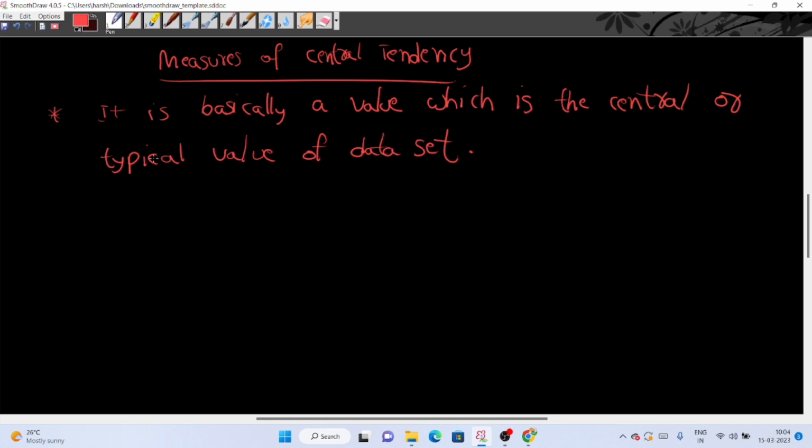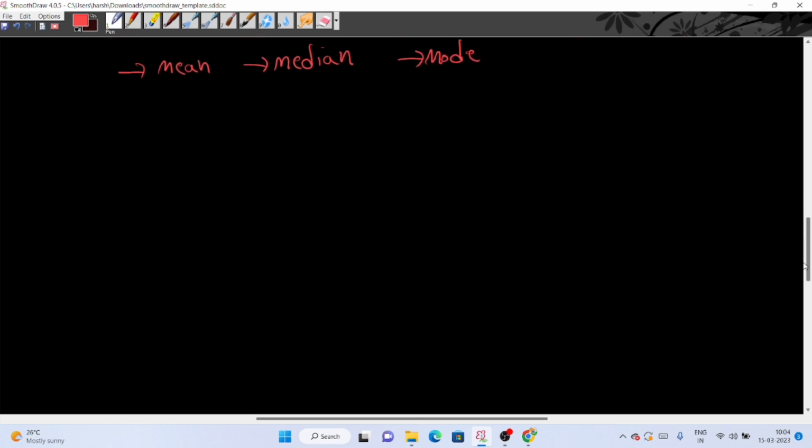First one is mean, and second one is median, and then third one is mode. So let us go through each of the three and we'll discuss each of them.